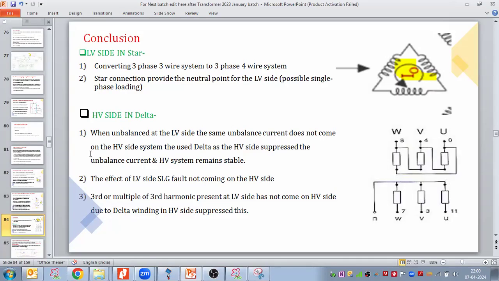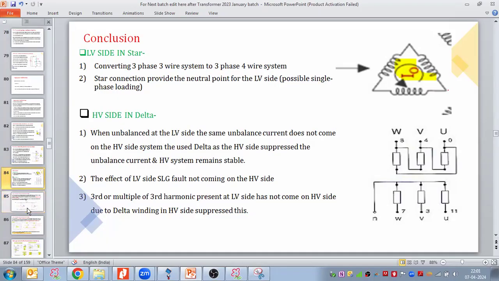HV side in delta: when there is unbalance at the LV side, the same unbalanced current does not come onto the HV side system. They use delta on the HV side to suppress the unbalanced current, and the HV system remains stable, so providing the balance. The effect of an LV side single line to ground fault does not come onto the HV side. The third harmonic or multiples of the third harmonic present at the LV side do not come onto the HV side upstream system due to the delta winding. So these are some advantages and disadvantages of star and delta, and we utilize them in selecting the transformer vector configurations.